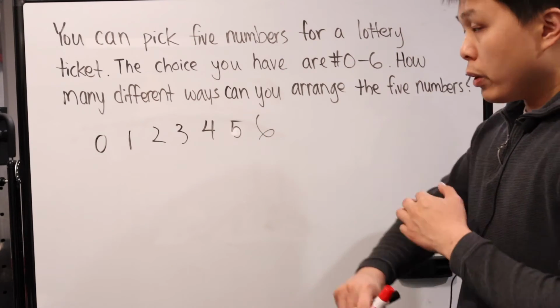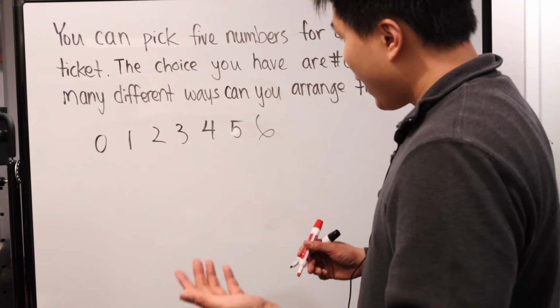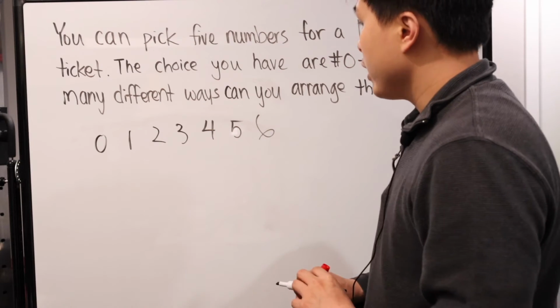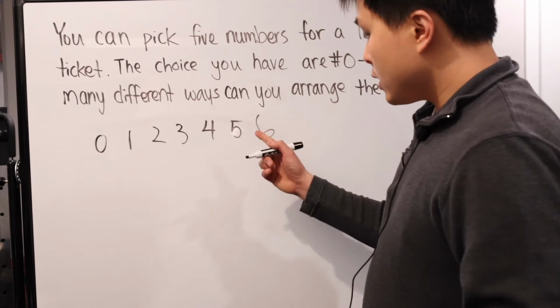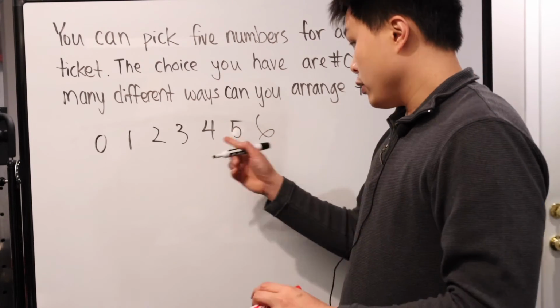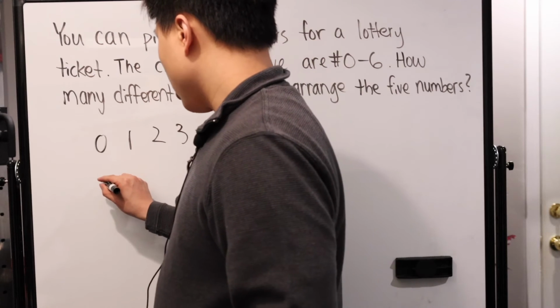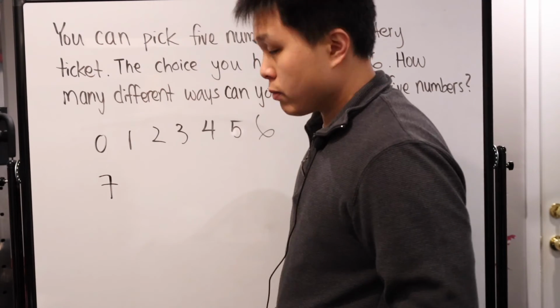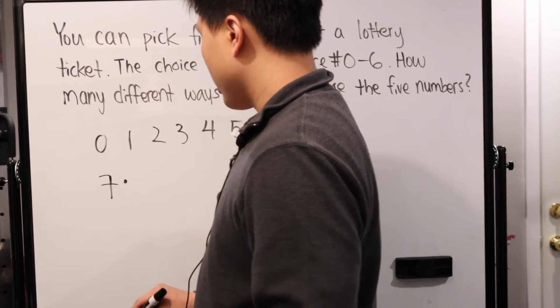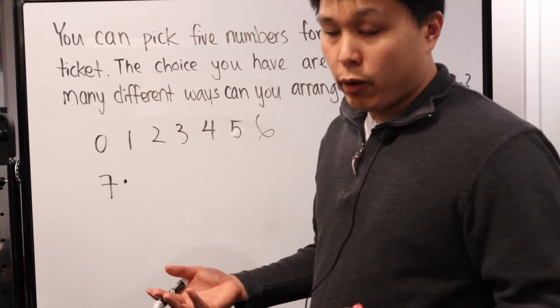Now, if we wanted to reason the problem out, which is what I actually prefer, it's quite simple. Out of the 7 total population, the first choice, you have 7 different options. Afterwards, since you use one of the numbers, and remember in lottery you really can't repeat numbers.